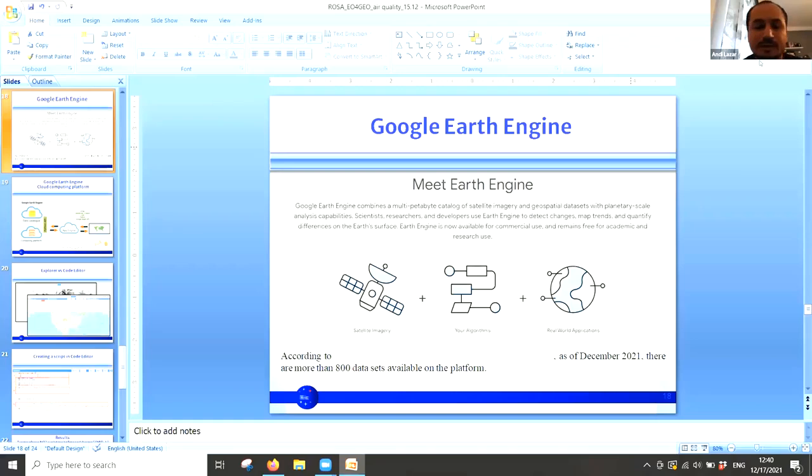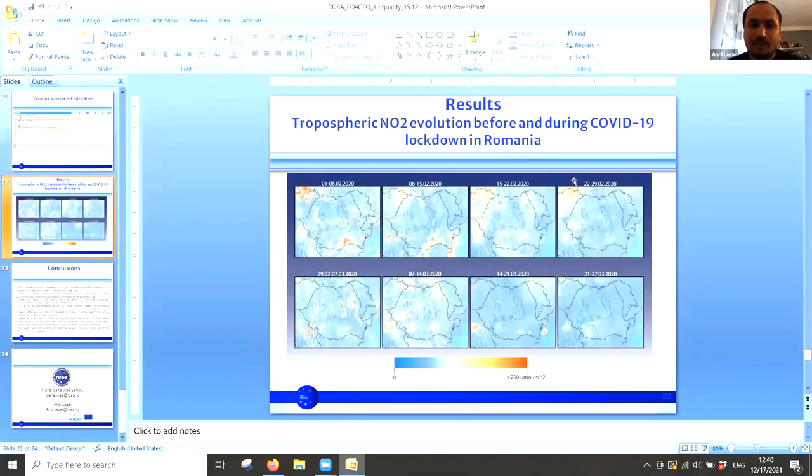So in order to create a map and a study about the evolution of NO2 during the pandemic lockdown of 2020, we used Google Earth Engine, which is a cloud-based service provided by Google. I will go straight to the results because we don't have much time left. Basically, we created a series of maps spanning from the beginning of February until the end of March. With these maps, we can clearly see a strong reduction in the NO2 values in Romania and near the border of Romania.